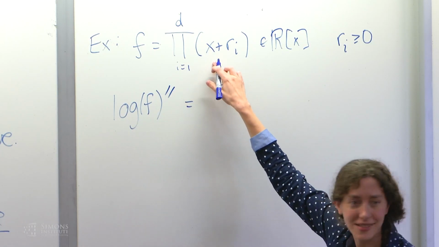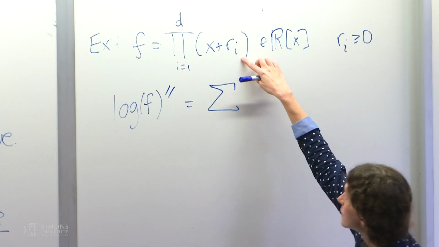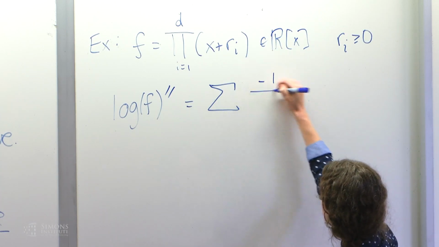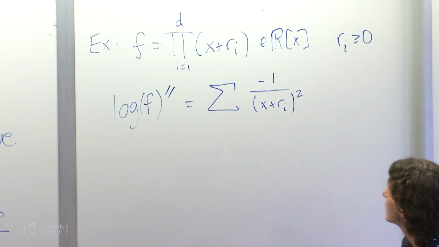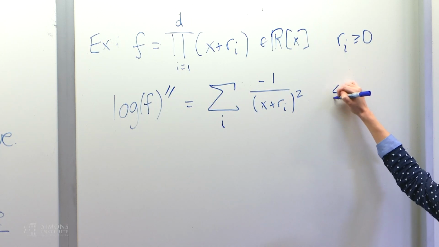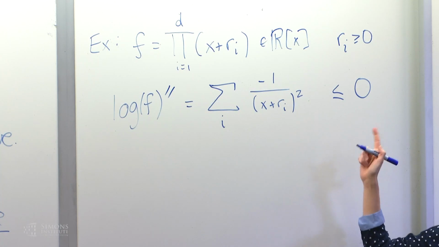So log of a product is a sum. Sum of 1 over all of these things. You take the derivative again, and what you get is minus 1 over (x plus r_i) squared, which is going to be negative for every real number that I plug in. And so that means that the log is concave.